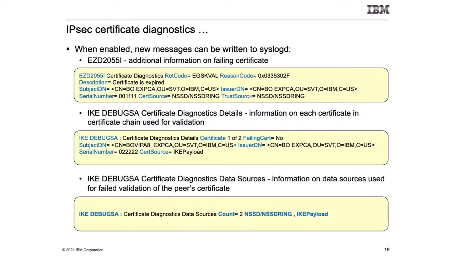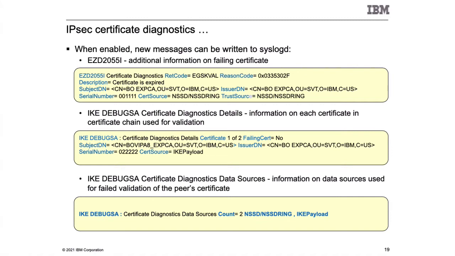When enabled, you will now get this new EZD2055I message, which will give you additional information on the failing certificate. As you can see by looking at the sample, the 2055 message gives you information like a return code, the reason code, a description of the problem, the distinguished names, the serial number, and your certificate source, as well as the trusted source that was used to validate the certificate.